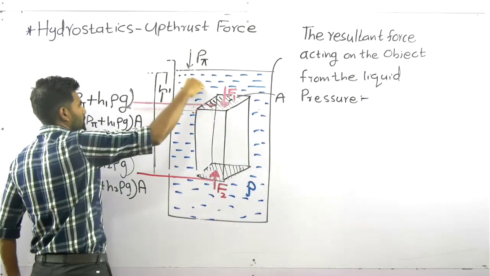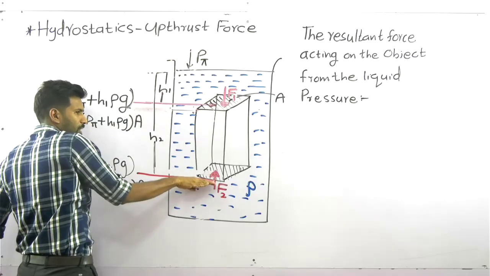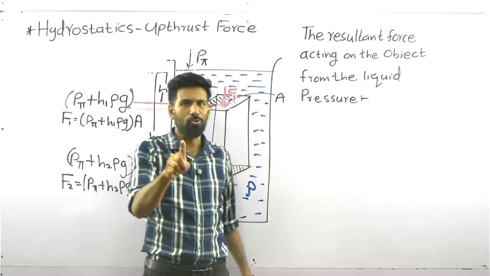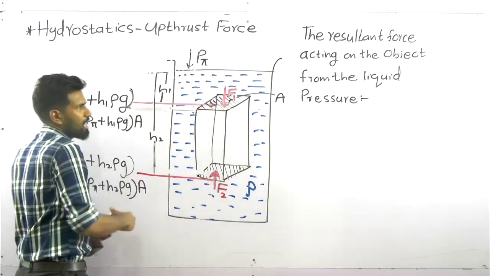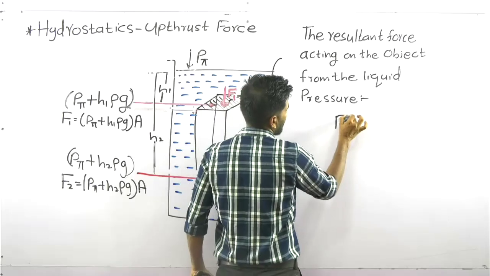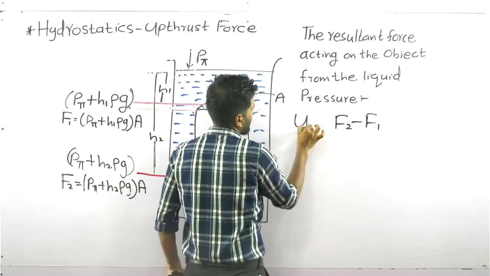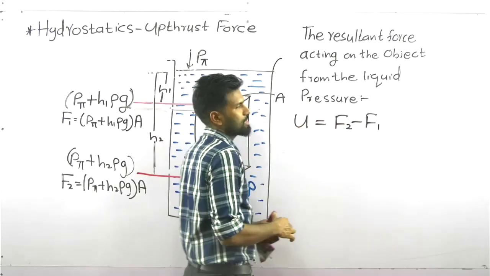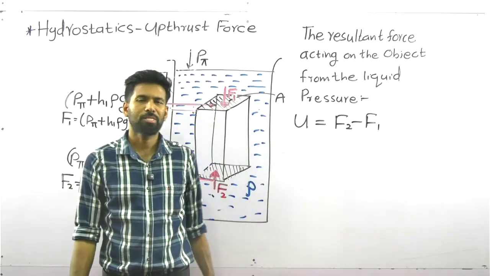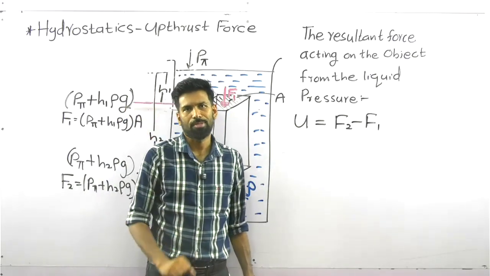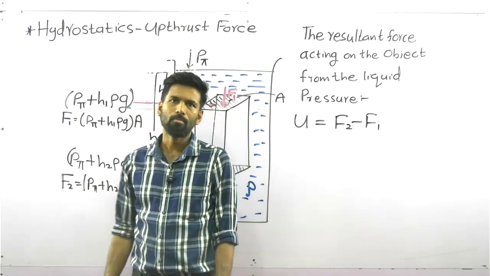Due to the liquid pressure on the top side, F1. Due to the liquid pressure from the bottom side, it's F2. So what is the resultant force? F2 is acting upward, F1 is downward. F2 minus F1. This is known as the upthrust force. Okay? That is the thing.